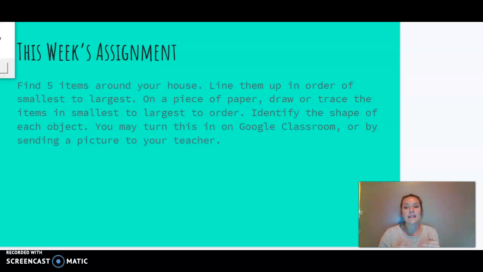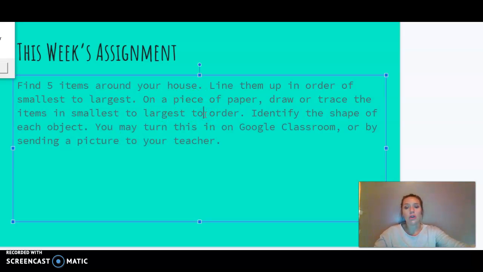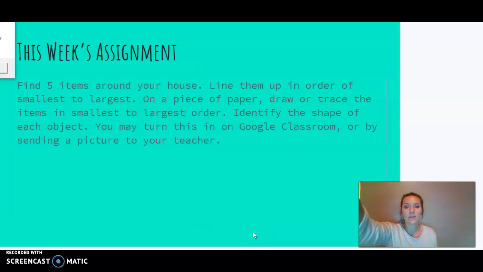You're going to identify the shape of each object. So tell me, is it a triangle, a rectangle, a sphere, a cube? And then you're going to write that beside of the item that you traced down, okay? You will then turn this in to me on Google Classroom, or send me a picture on Facebook or email or Class Dojo, okay? Have your grown-ups help you.